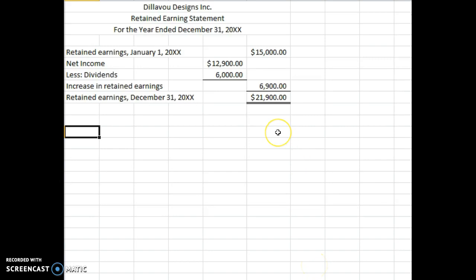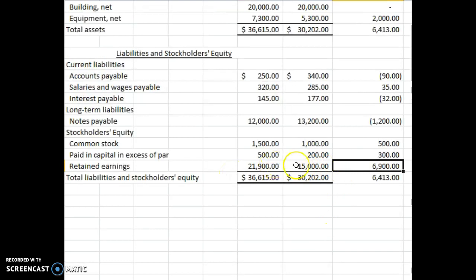But if you notice here, the retained earnings statement will tell me the same thing: what happened with retained earnings? If we just looked at our income statement, the net income was $12,900. So if we look at the comparative balance sheet, if we took last year's balance and added net income to that, then we wouldn't get $12,900.